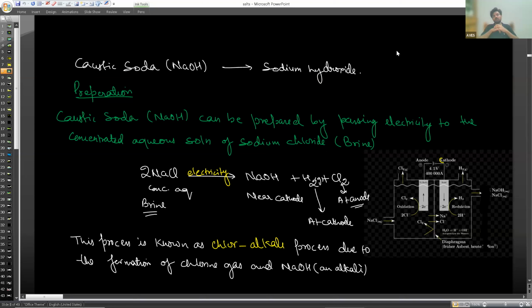This process is known as the chloralkali process due to the formation of chlorine gas and NaOH, which is an alkali. NaOH is an alkali. A water-soluble base like potassium hydroxide is also an alkali. Okay, note it properly.